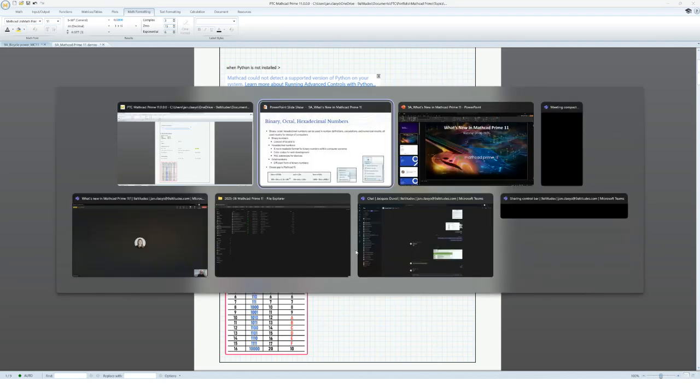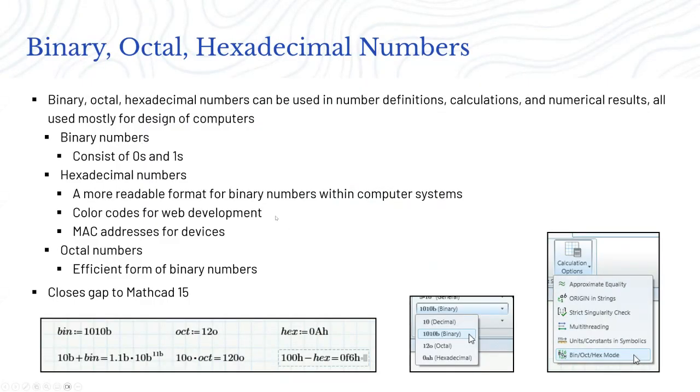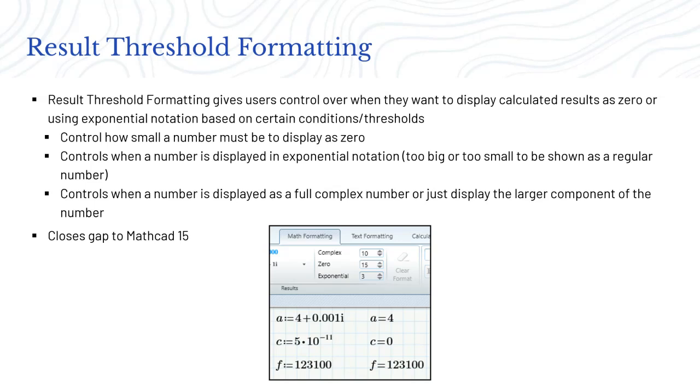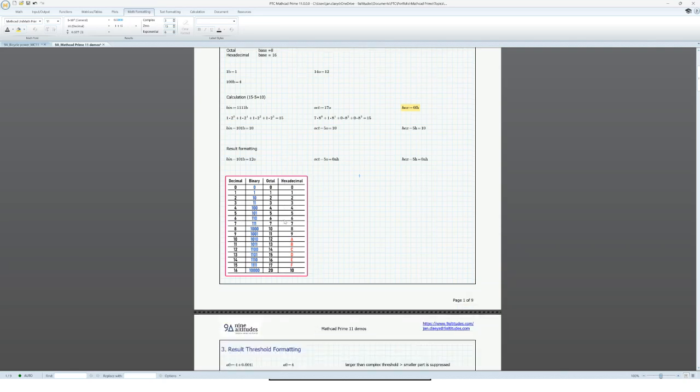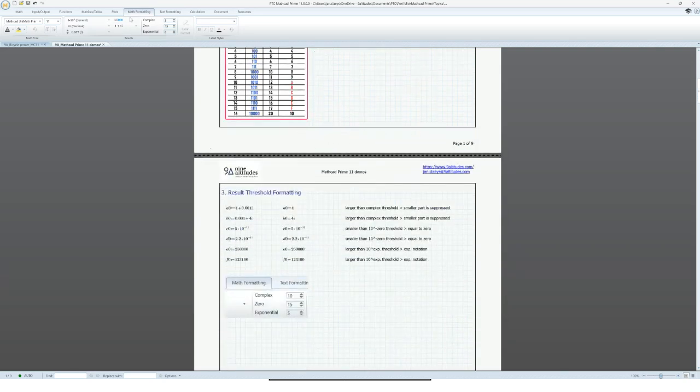So the support for these kinds of numbers is okay as from 11. And the next new feature is the formatting of results. For that, I think it's best just to show it. When we go to math formatting, we have three values here. We have a formatting for complex numbers, and we'll start with that.